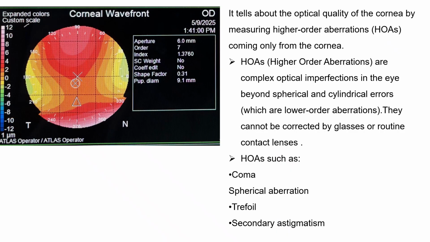Next is corneal wavefront. It is based on the optical clarity of the cornea, measured through the higher order aberrations. Higher order aberrations are complex optical imperfections, and these are not corrected by glasses or routine contact lenses. The higher order aberrations include coma, spherical aberration, trefoil, and secondary astigmatism.